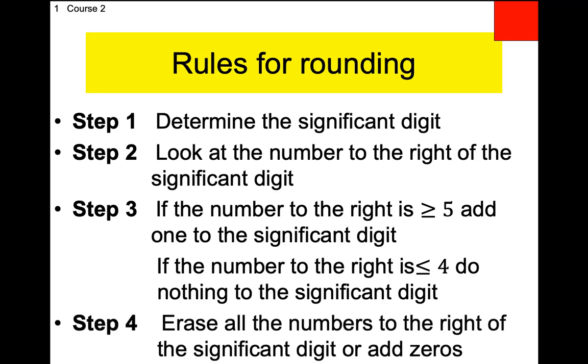All right, step number 4 is you erase all the numbers to the right of the significant digit. Or add zeros. If we're talking about decimal numbers, it's erasing. If we're talking about whole numbers, that's when we do this thing called adding zeros. We're not technically adding zeros, we're just making all the non-significant digit numbers to the right zeros. Does this sound familiar?